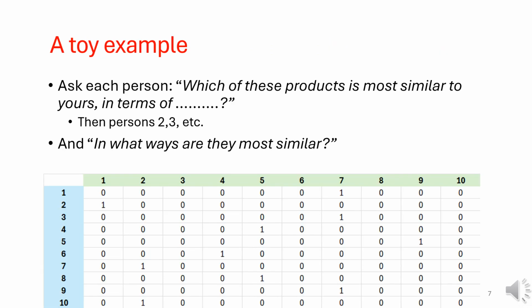Here is a simple toy example of an adjacency matrix representing the aggregated results of the similarity questions. The cell value in row 4 and column 5 indicates that the entity in row 4 is most similar to the entity in column 5.